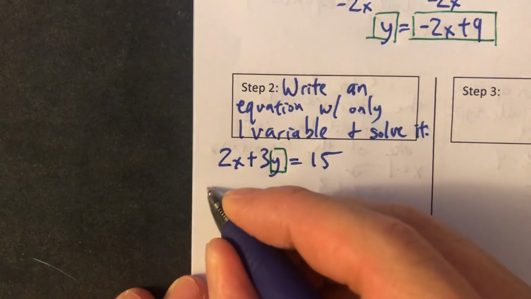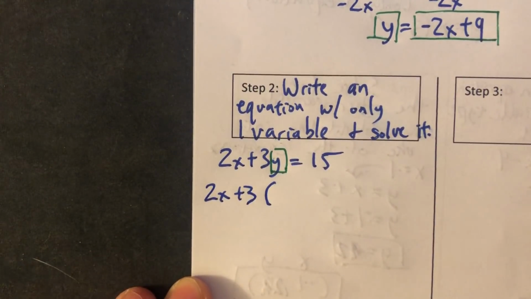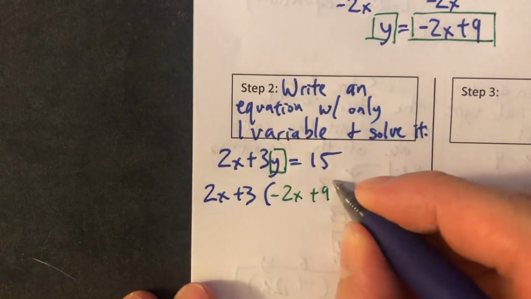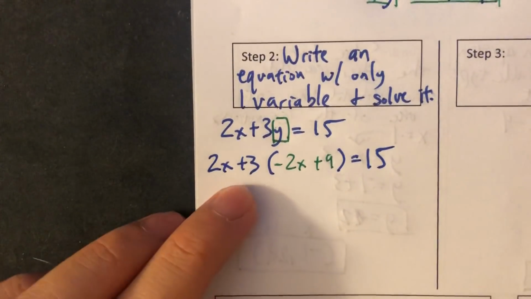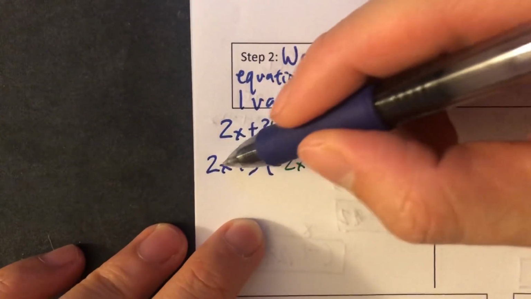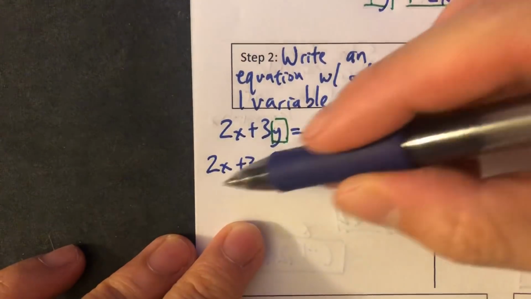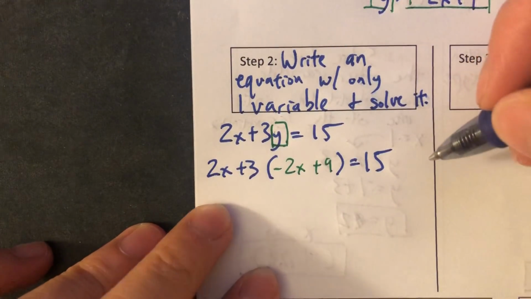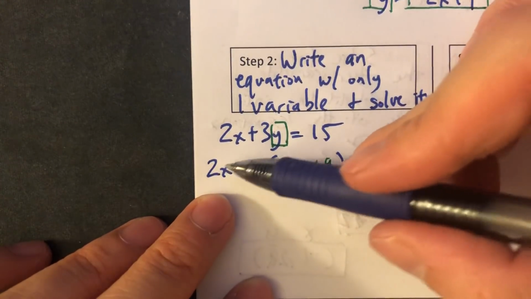So I will have 2x plus 3. Replacing the y means I have negative 2x plus 9 is equal to 15. Oh, I hope you're ready for lots of math. That means now we're going to go ahead and solve for x. So now we have an equation, 2x plus 3 parentheses negative 2x plus 9 is equal to 15. This is one equation with only one variable. It's only x's. I don't see any y's in this equation of ours. So when I have this equation with only one variable, I can go ahead and solve for that variable, x.